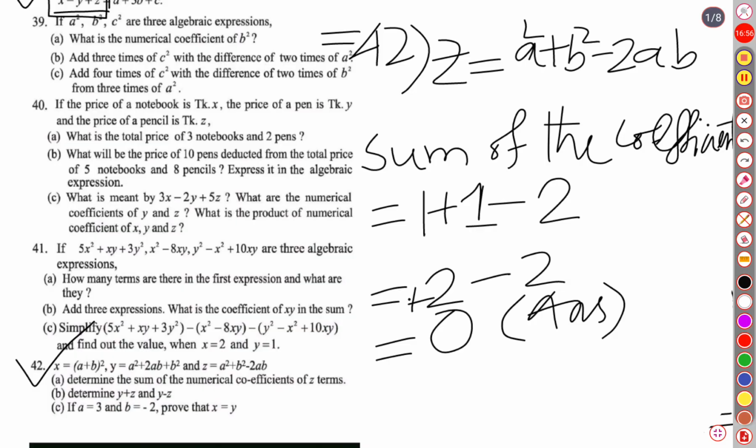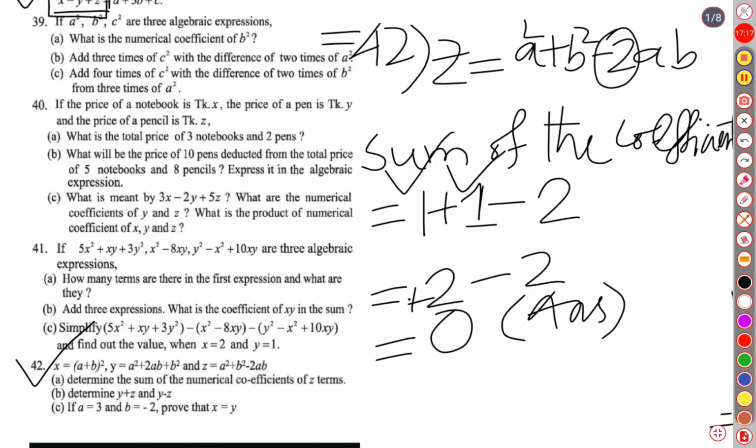Only the numerical coefficient. First numerical coefficient was 1 because there was 1 a square. Second numerical coefficient is also 1 because it was 1 b square. But the third numerical coefficient is negative 2. Remember, we should not ignore the symbol in algebra. So it's negative 2. And after doing addition and subtraction, we got 0.